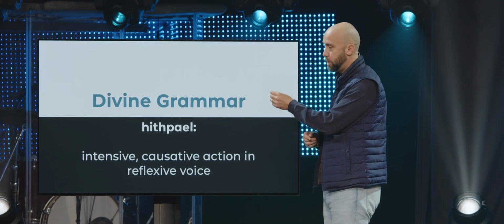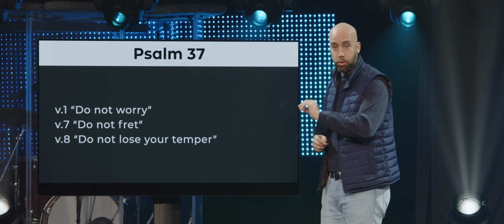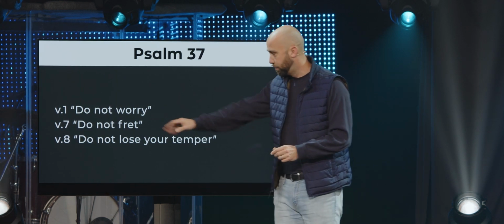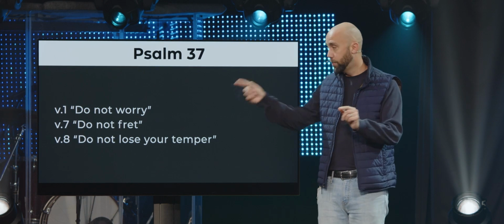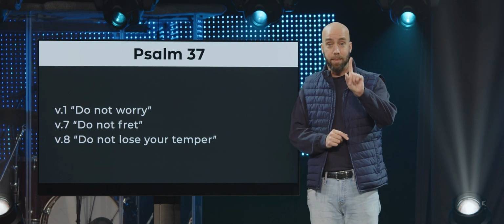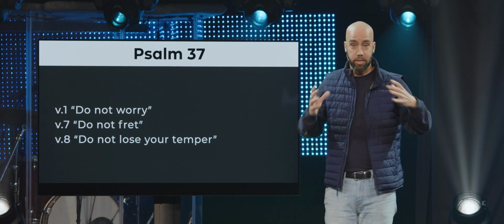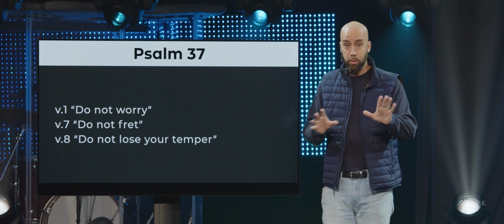I wanna point you to three spots in Psalm 37, verse 1, verse 7, and verse 8. And the English translation that we just heard of all those was, verse 1, it said, do not worry, do not fret, do not lose your temper. I wanna tell you this, all three of those spots are actually the same single word. Same word. Now this word has a lot of meanings, which is why they've translated it with worry and fret and temper, but it's the same original word the whole time.